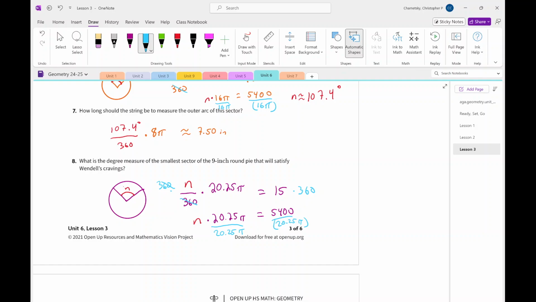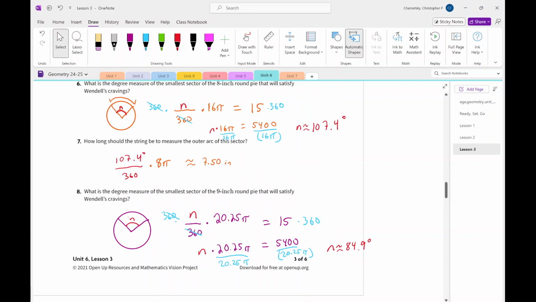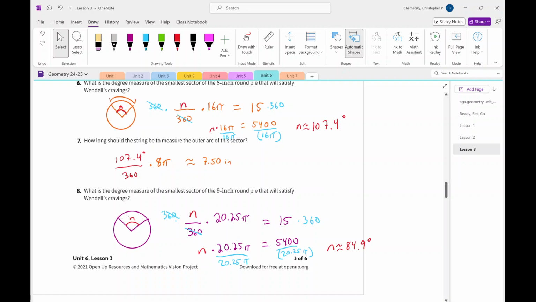And this time our angle is approximately equal to 84.88. We'll just go one degree, 84.89 degrees. Okay. So smaller angle than on the smaller pie, and that kind of makes sense because we have a bigger pie, so we don't need to make as wide of a cut to get Wendell his 15 square inches of pie.